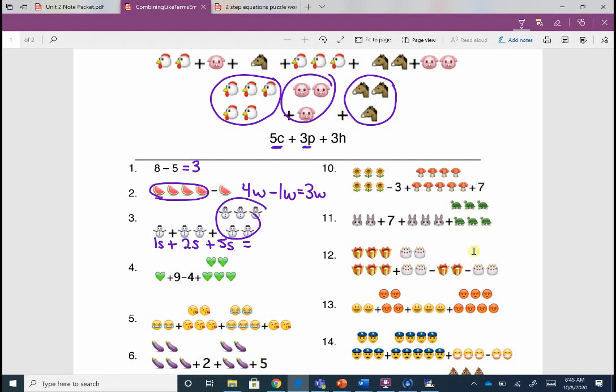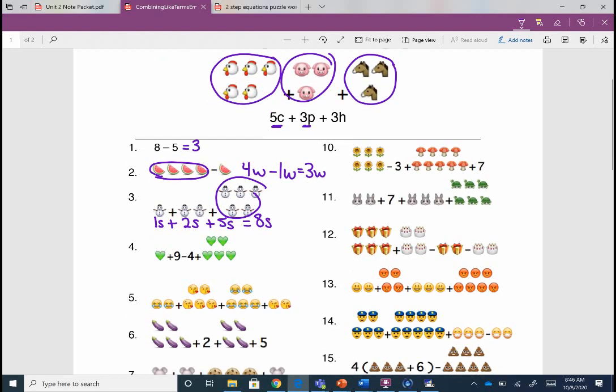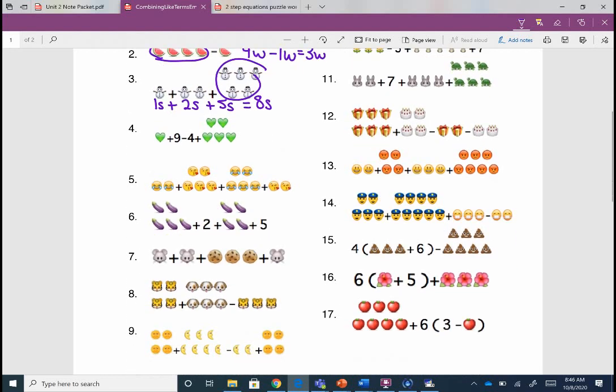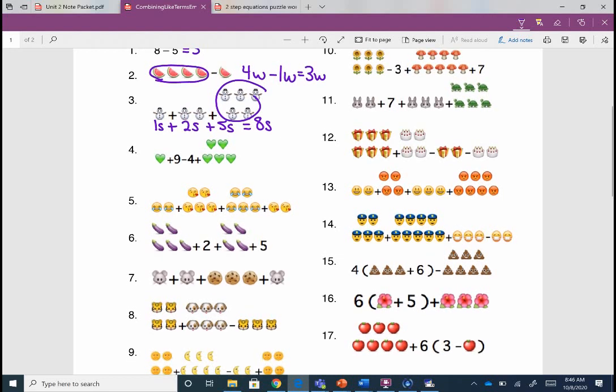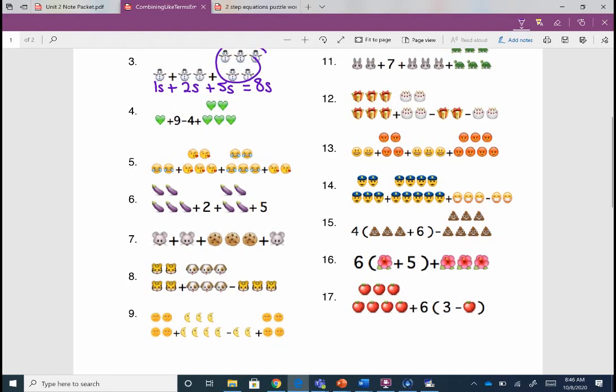So what I would like you to do is let's just go ahead and try, I'm going to scroll up a little bit here. Let's just try that left-hand side of the page. Let's try the left-hand side, and then we'll check it and see where we're at.